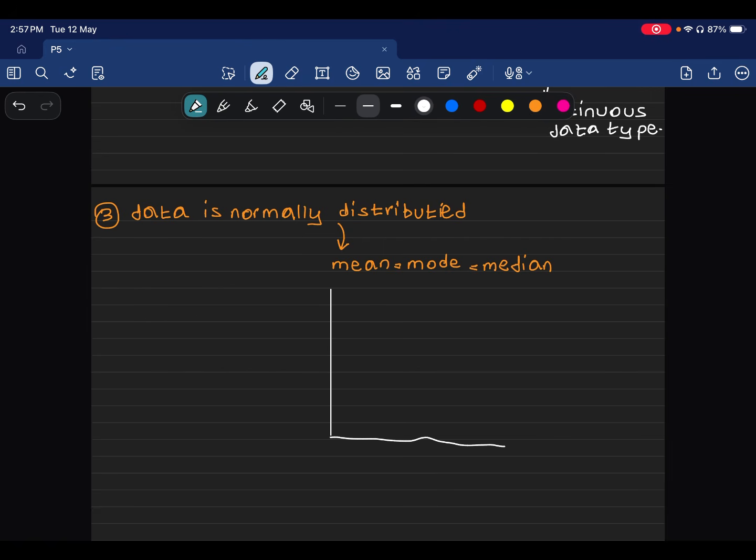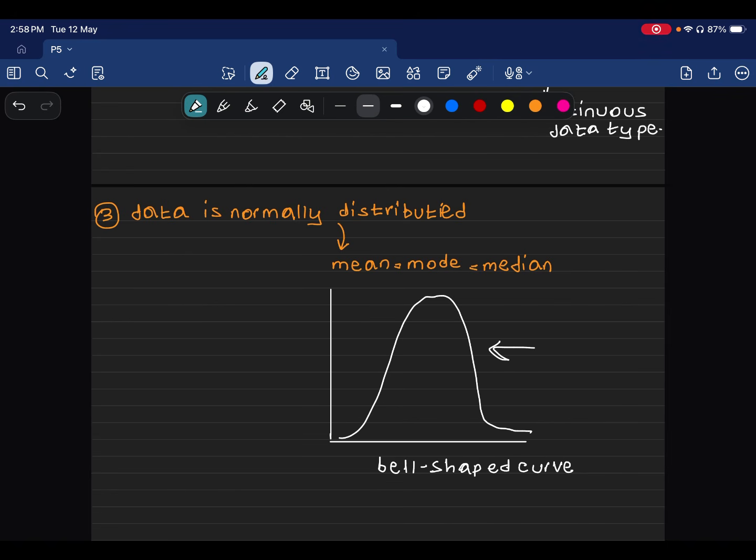When you draw a graph for a data which is normally distributed, you're always going to get a bell shaped curve like this. So basically, the shape of a bell, right? So that's the shape of this curve right here. This is why it's called a bell shaped curve. When are we going to get this? Whenever you are dealing with drawing normally distributed data where the mean equals the mode equals the median.